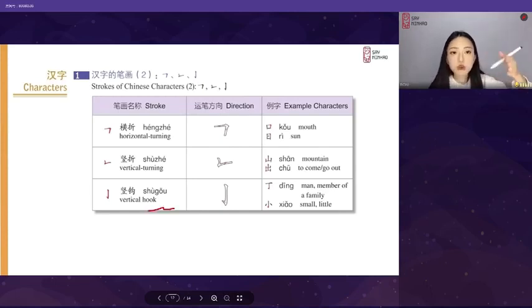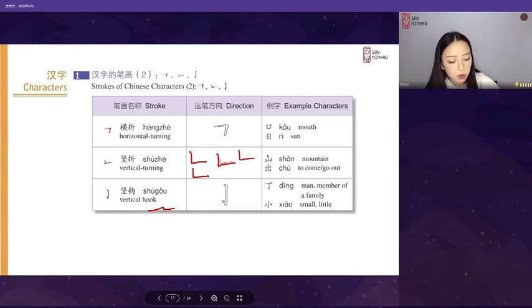Next one is 竖折, vertical turning. So first, we should write the vertical and then turn it. So the direction of writing it is from top to bottom, from left to right. Okay, now let's see the example characters. First one is 山, Shan, which means mountain. We've seen it before. So it is actually a vertical and then a vertical turning here, and then a vertical. This is Shan, vertical turning here.